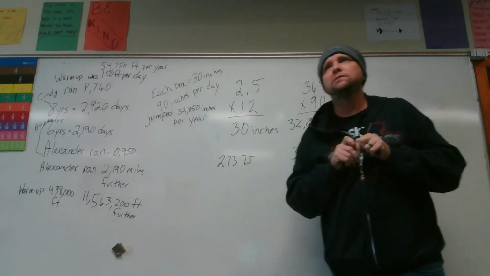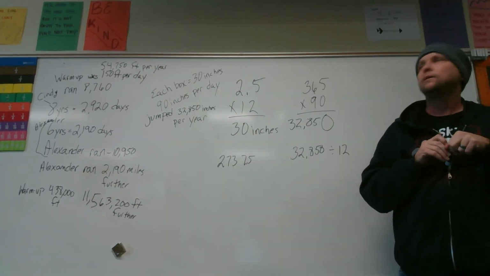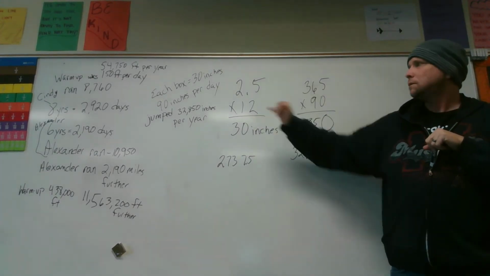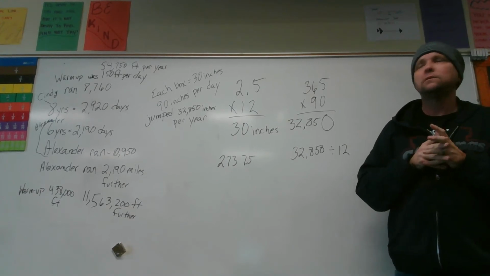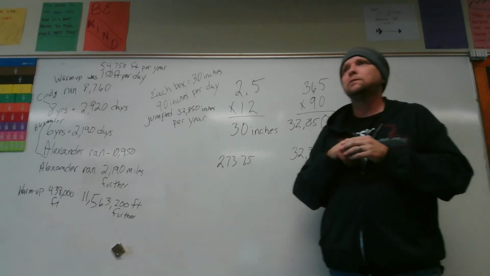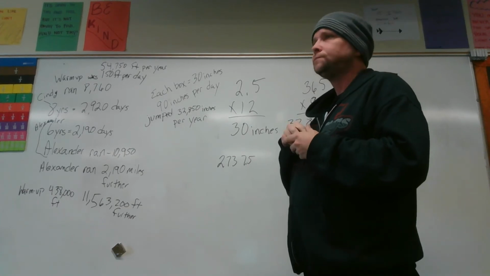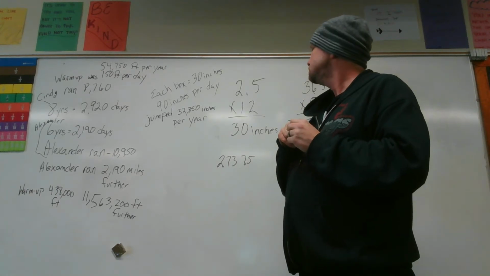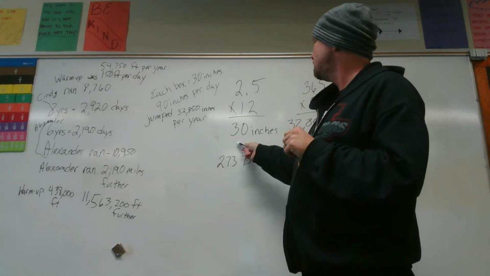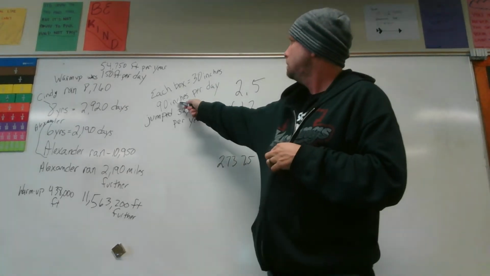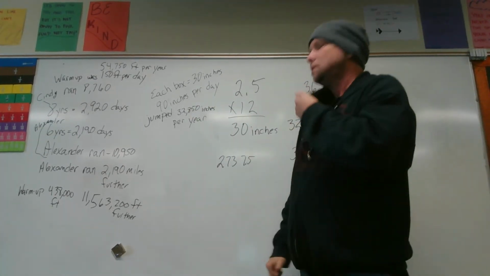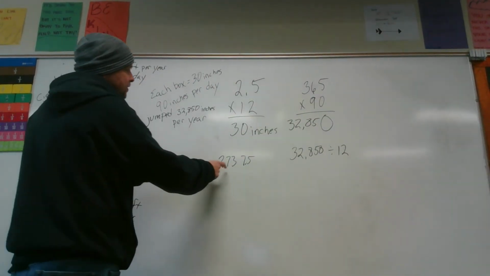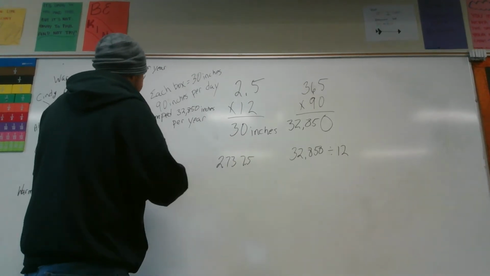I think you made a math mistake in the first part. I'll use a calculator. 30 times 3 is 90 inches. Okay, so I got 30 again. So this is 2,737 and a half.